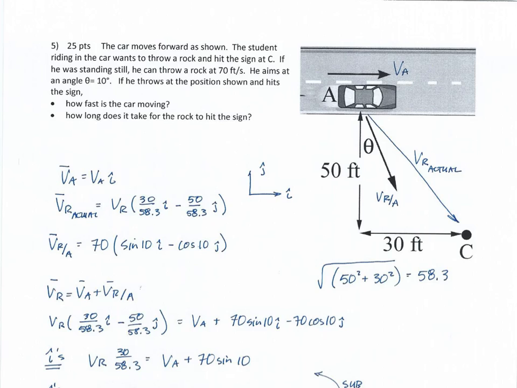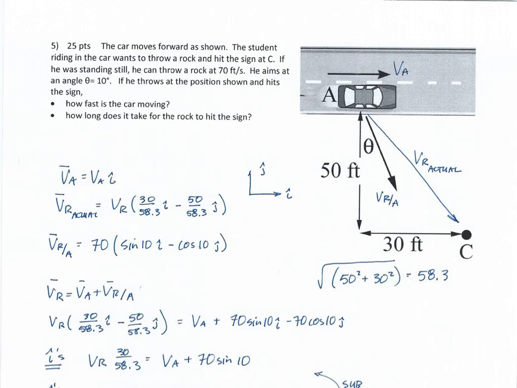And so what is actually happening? The car is actually going to go in this direction. The rock is going to start here, and it's actually going to hit the sign. That's the way we understand the problem: actual is going that way and actual is going that way. The relative is usually the most confusing.